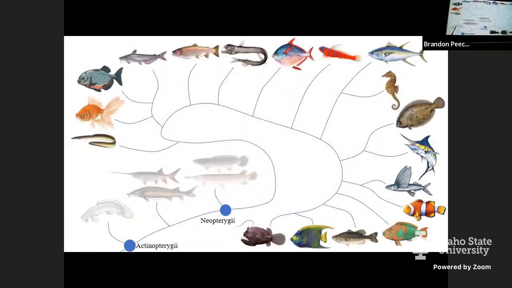So there was our feathers and reed fish. There was our sturgeons and paddlefish. We just saw gars and bowfin. Gars and bowfin are in this really well-established clade with all the rest of the fishes. So Neopterygii is a real clade. You're not responsible for it, but I put it on there.